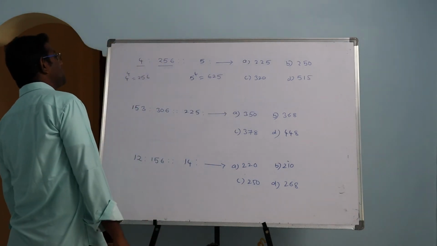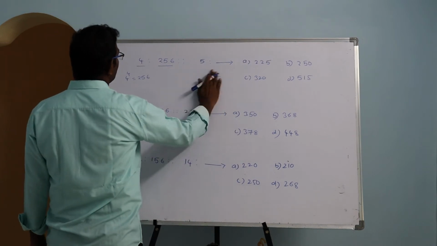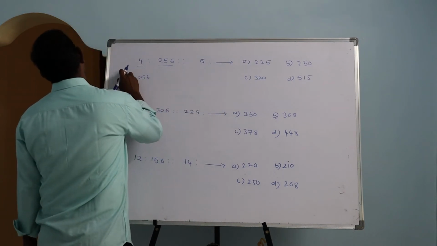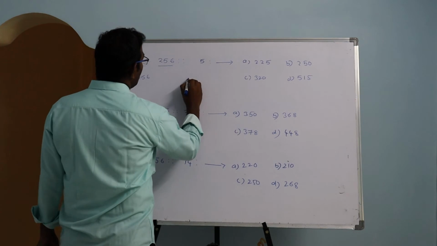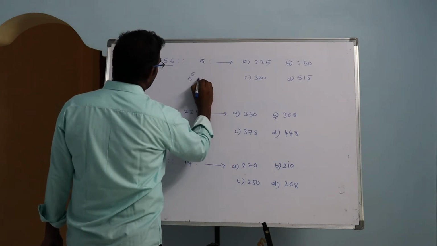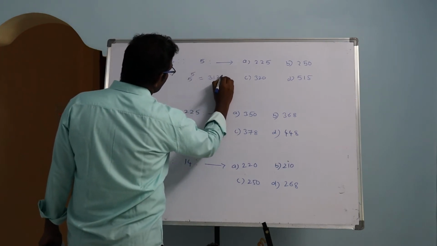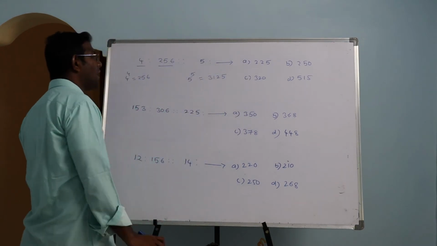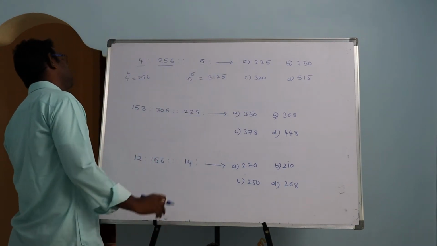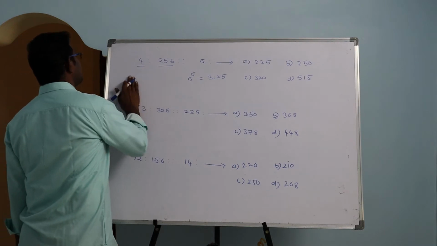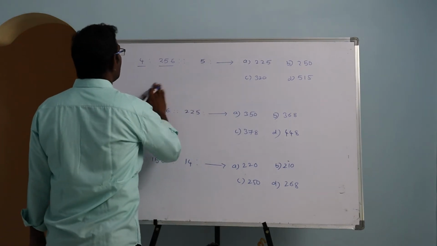Is 625 there in the options? There is no 625 in the options. Sir, base and power should be equal. In the same way, base and power should be equal. Your answer goes to 3125. Is 3125 there in the options? There is no 3125 in the options. Alright, sir, you can do it.